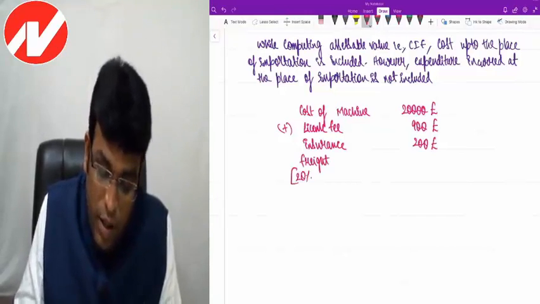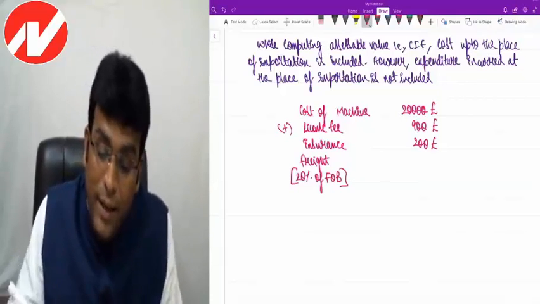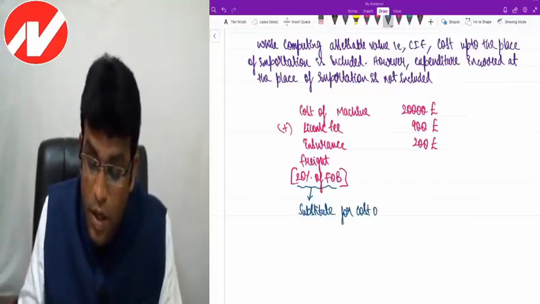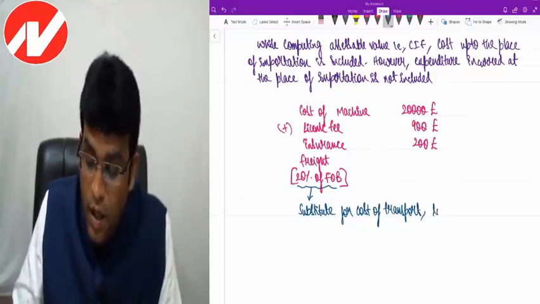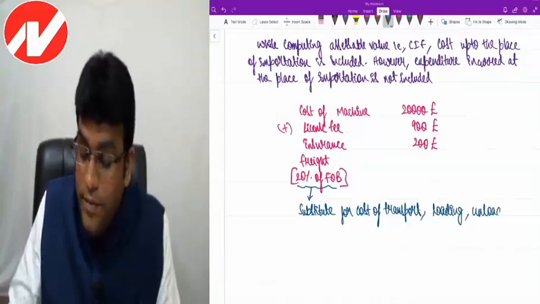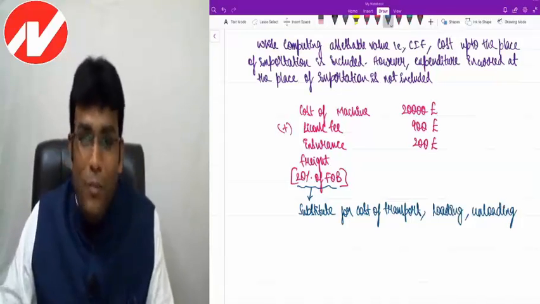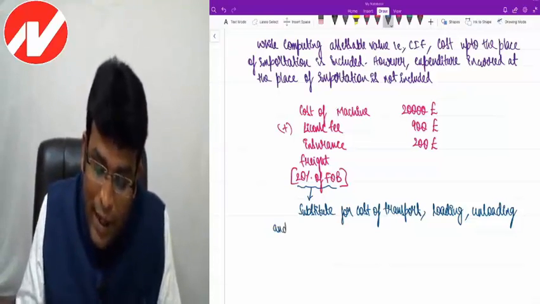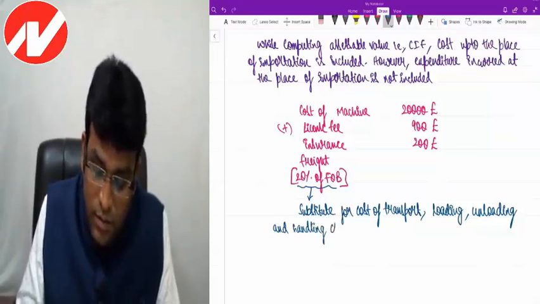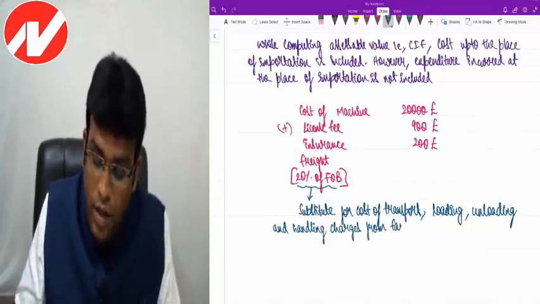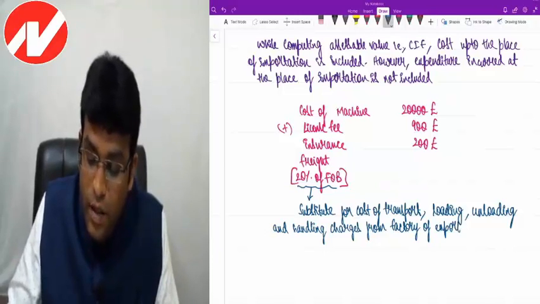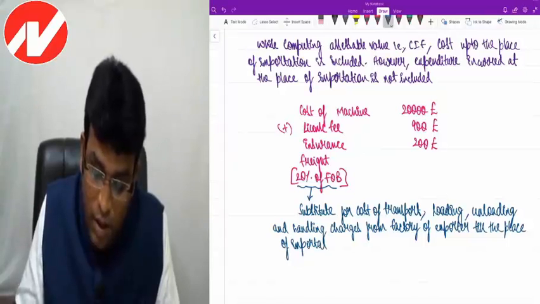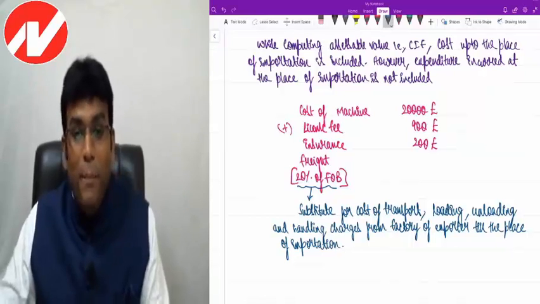Freight 20% of FOB. And let me write very clearly, to give you clarity, this 20% of FOB is a substitute for cost of transport, loading, unloading and handling charges from factory of the exporter till the place of importation. From factory of the exporter till the place of what, my dear friends? Importation. Very, very interesting point.